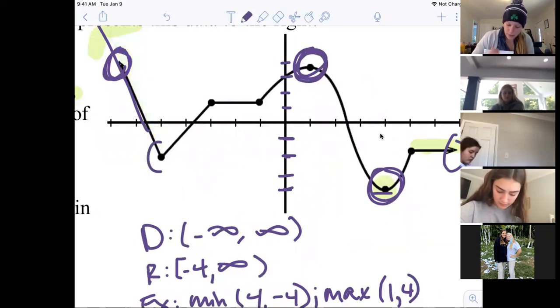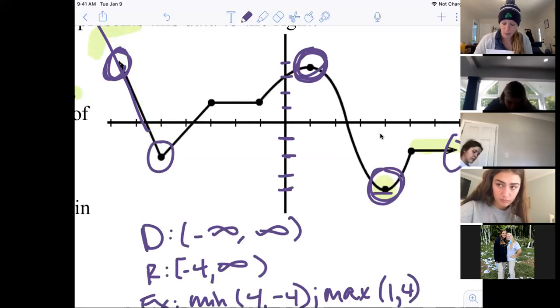I would also classify this as a min, and this would not be an absolute min because the other point's lower than it, but it's still a low point of the ones around it. So I would call this a min at (-5, -2).